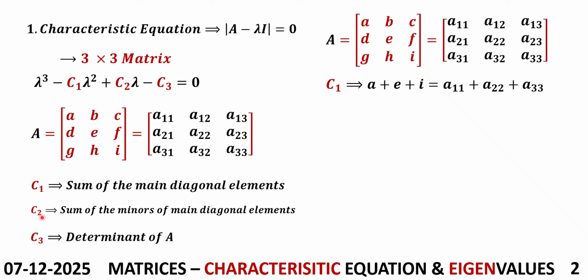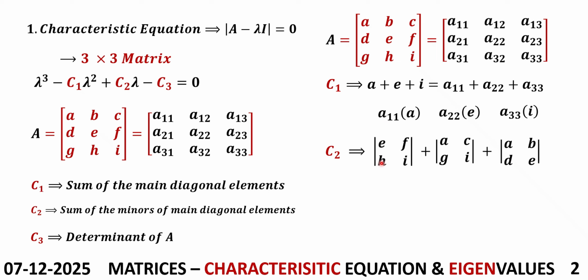Now we'll see how to find out C2, that is the sum of the minors of the leading diagonal elements. In this, a is A11, e is A22 and i is A33. For each of these elements we'll see how to write the minor value. For the first, the first row and the corresponding column will go, so the remaining is e, f, h and i.